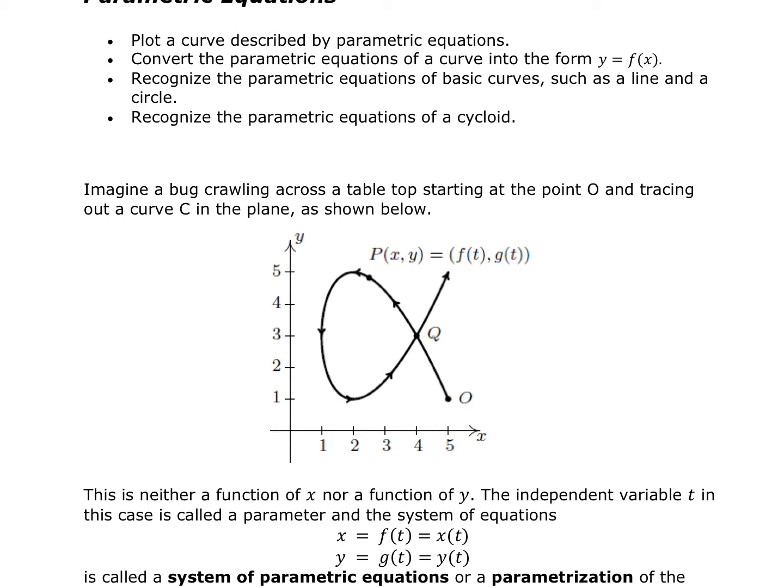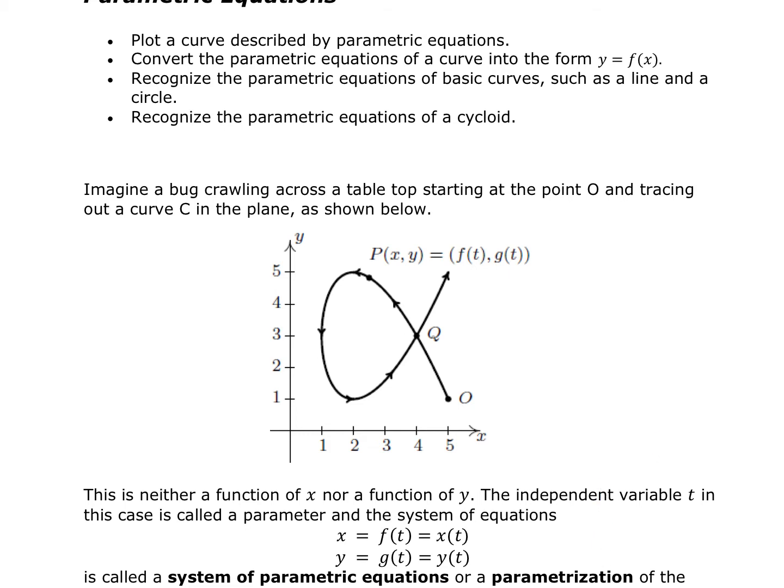Now, if we take a look at the way that this is set up, my point at any given time of where the bug is on the table is x, y, but it is a function of time. It is the f of t and the g of t. So the place in which the bug is depends on the time. So the independent variable is time. It is neither x nor y.